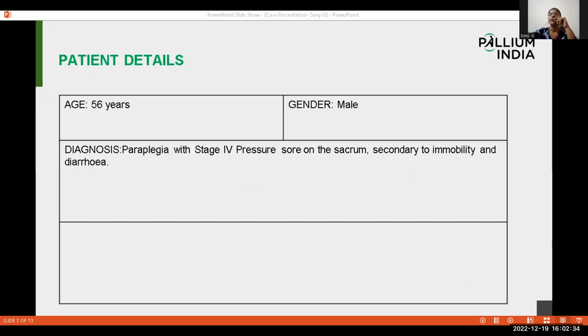Patient details: 56-year-old male. Diagnosis: paraplegia with stage 4 pressure sore on the sacrum, secondary to immobility and diarrhea.